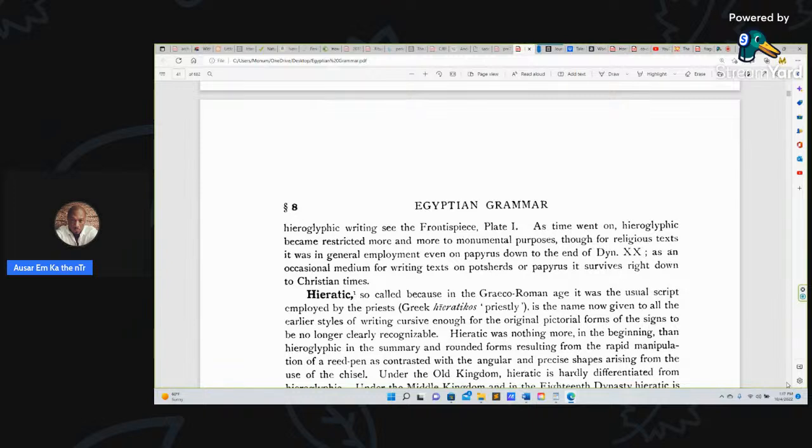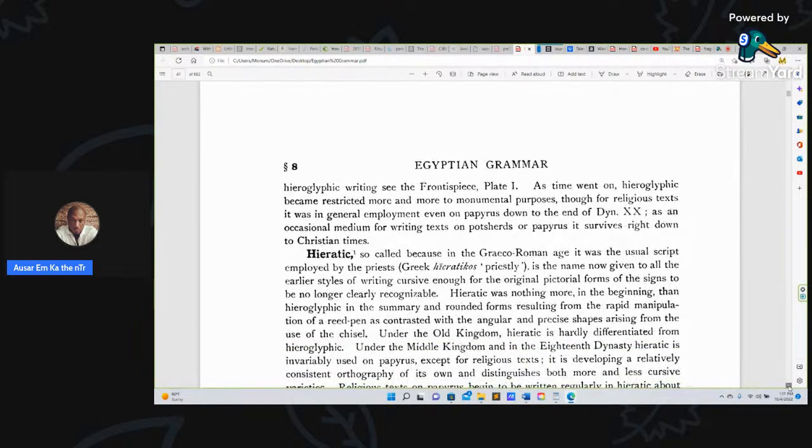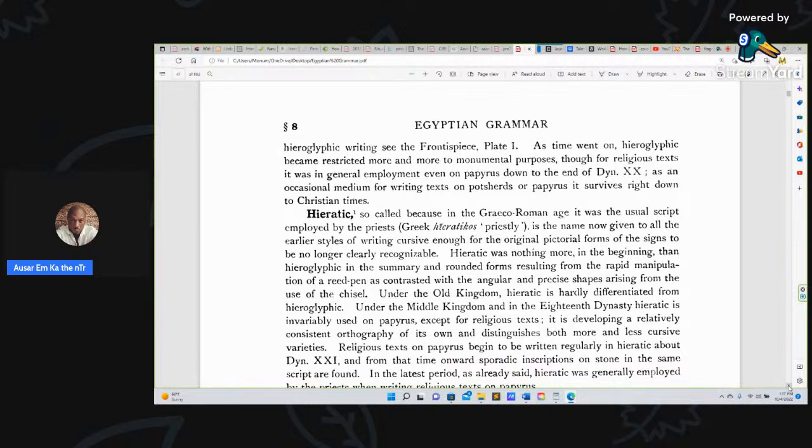As time went on, hieroglyphic became restricted more and more to monumental purposes, though for religious texts it was in general employment, even on papyrus down to the end of Dynasty 20, as an occasional medium for writing text on potsherds or papyrus. It survives right down to the Christian times. So when people say that hieroglyphic wasn't the sacred text, as we just read for the Greeks, this was the sacred text for the Greeks, the hieroglyphic. The hieratic was used, yeah, but the sacred text was the hieroglyphic.